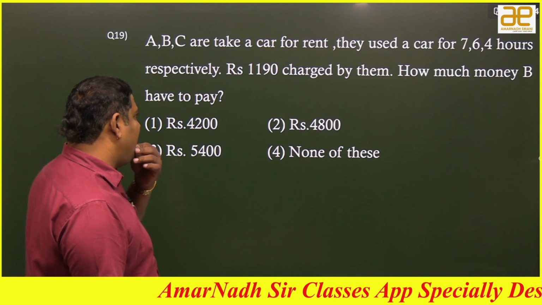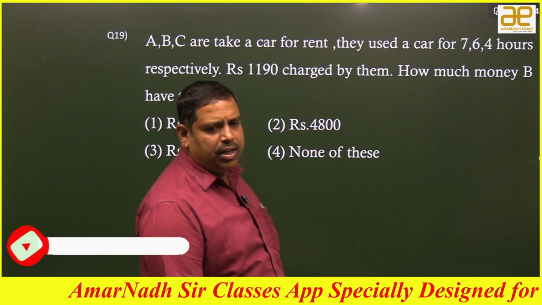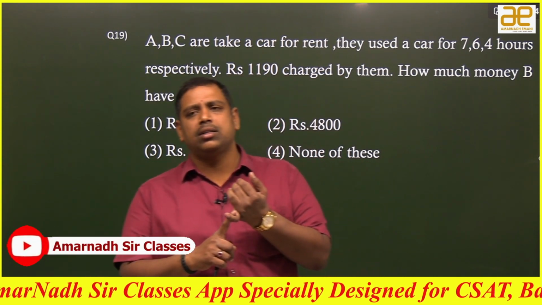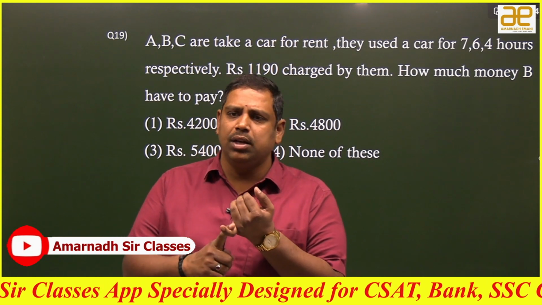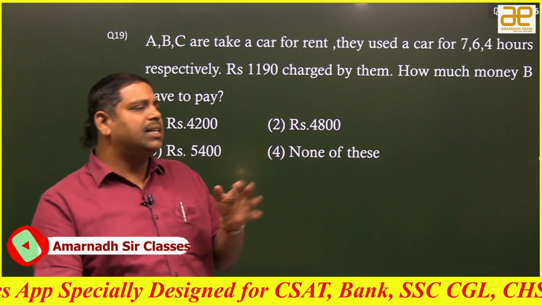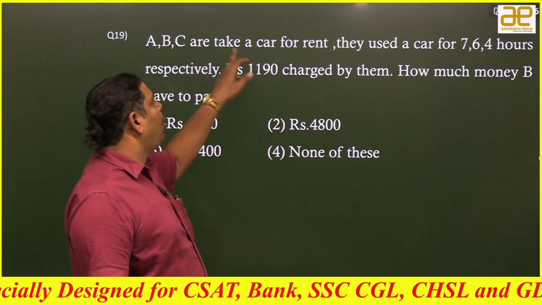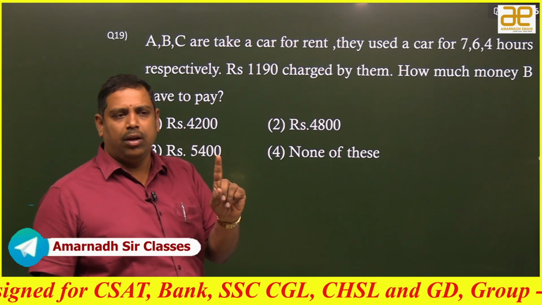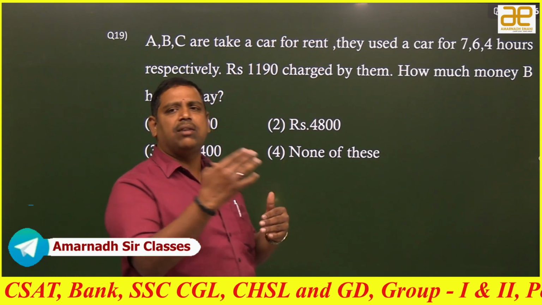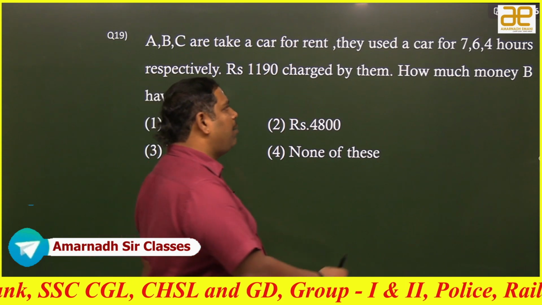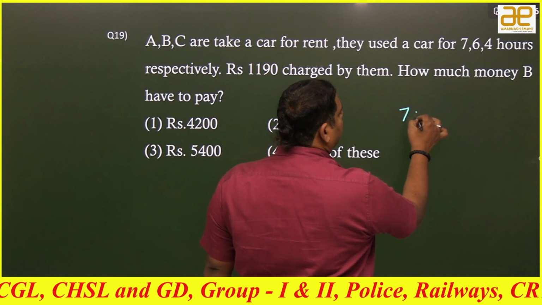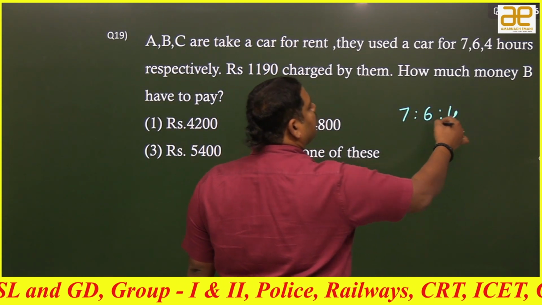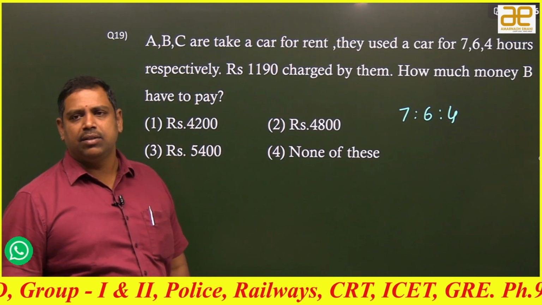So in general, in rent problems, we distribute in the ratio of number of cars, or number of vehicles, or number of cows, into time period. But in this question, there is no need for the number of cars. Why? Because all together have taken a single car. So one car means the number of cars is one for each. So then happily we can distribute the rent in the ratio of their time periods of utilization.